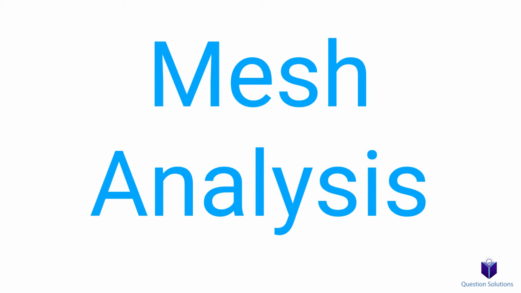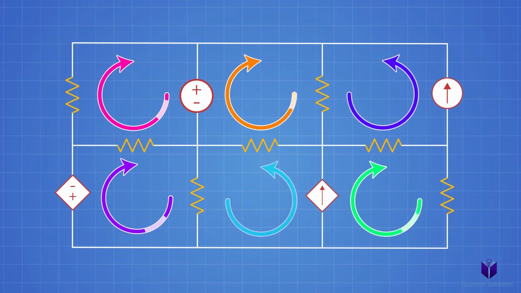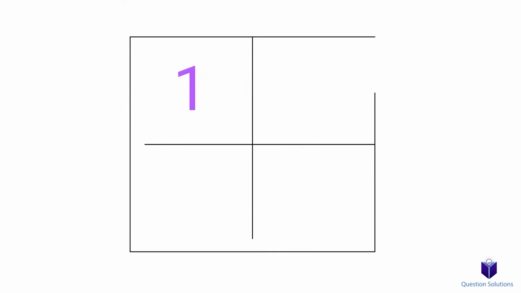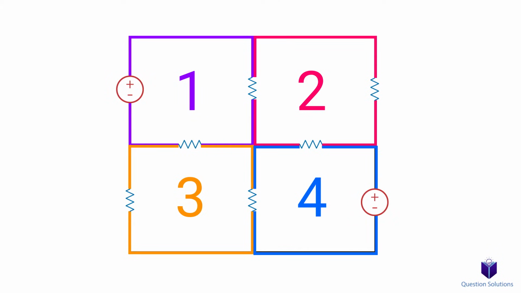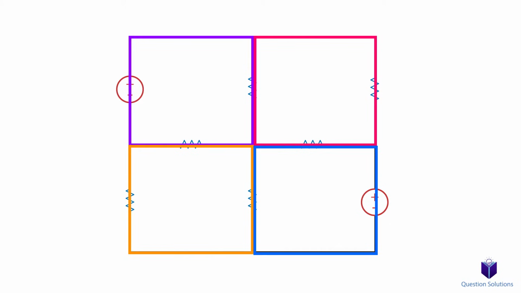Now that you're all experts in nodal analysis, let's become experts in mesh analysis, also called loop analysis. To start, we need to know what a loop and a mesh is. So in this circuit, there are 4 meshes. But this is a loop. Can you see the difference? A loop can have a mesh inside, whereas a mesh is a loop without any other loops inside.